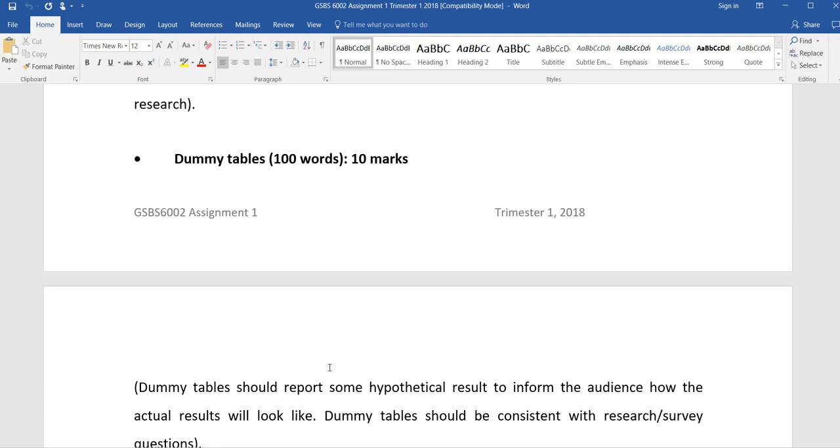And let's say you prepare a dummy table on overall customer satisfaction, showing what percentage of the customers are satisfied. But in the questionnaire design, you do not have any question relating to this overall customer satisfaction. It means that this dummy table is not consistent with your questionnaire design. So this is how a dummy table should be prepared.